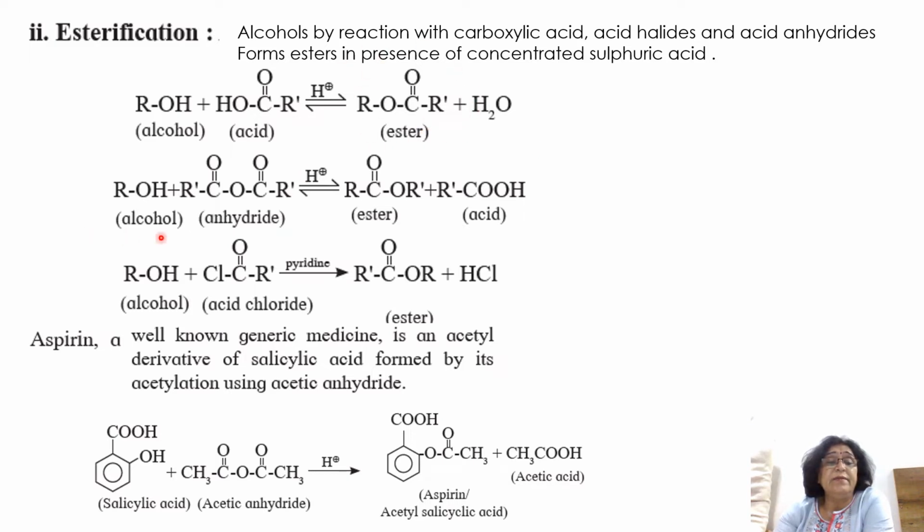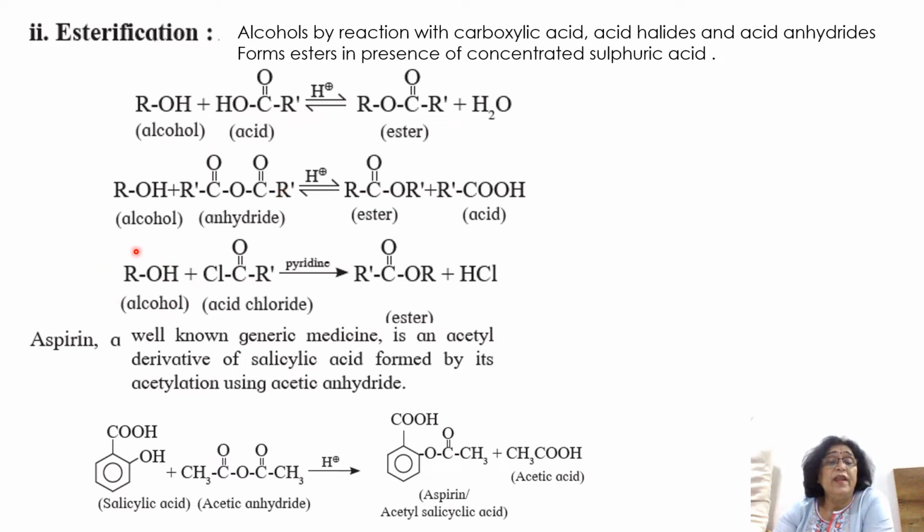Clear? Now the same reaction when alcohol reacts with another derivative of acid, that is acetic anhydride, then what happens? ROH, then H is given out. This H combines with RCO, and ester is formed. Along with that carboxylic acid is formed. Clear? So this is also a reversible reaction, which takes place in the presence of concentrated sulfuric acid.